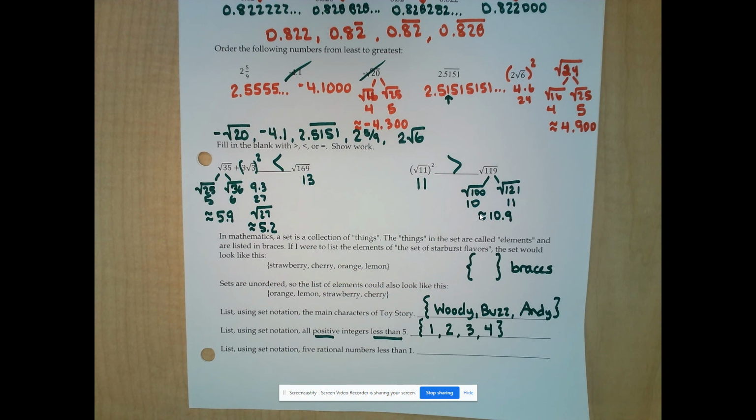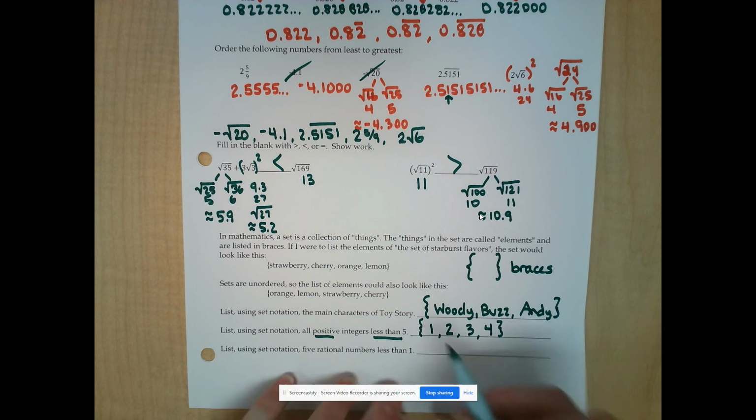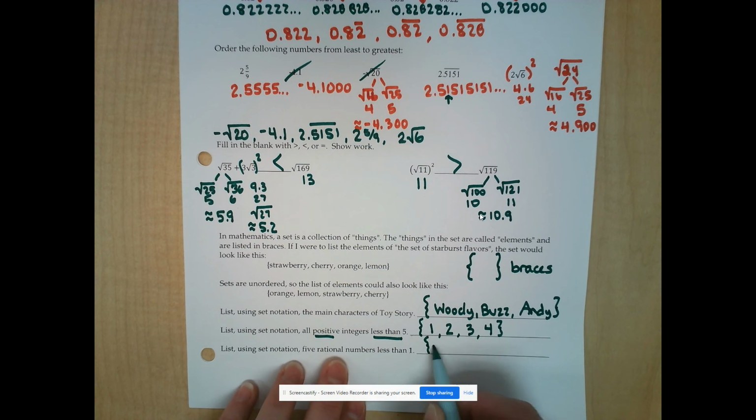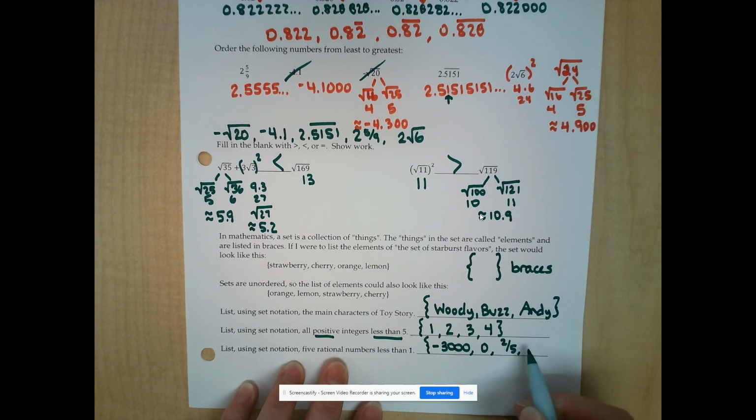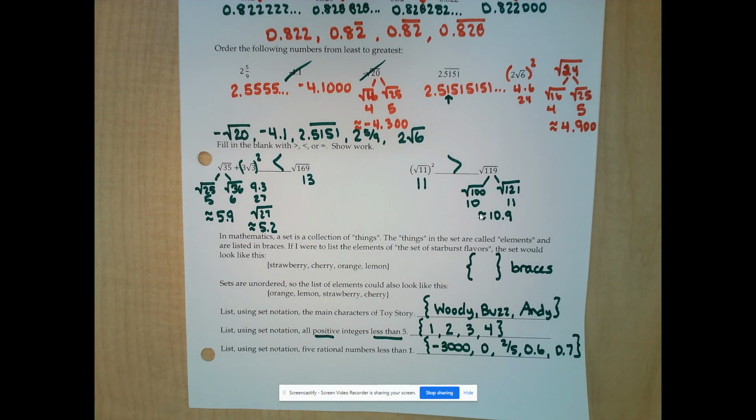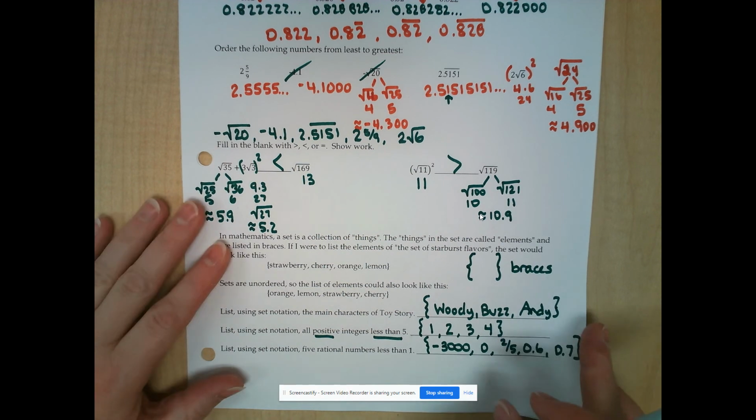List, using set notation, 5 rational numbers less than 1. Now, it doesn't say which 5. So this is just any 5 rational numbers. Again, order doesn't matter. So on the previous one, you could have put 4, 3, 2, 1, and I put 1, 2, 3, 4. That's fine. Anything that is rational. So I could have a negative number. I could have 0. That's rational. I could have a fraction. I could have a decimal. I could have a repeating decimal. And you could have completely different answers than me and still be correct.